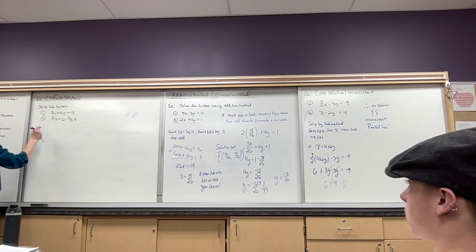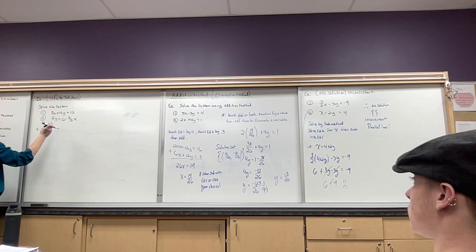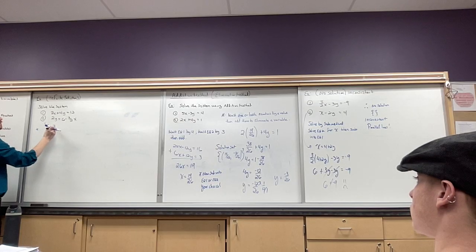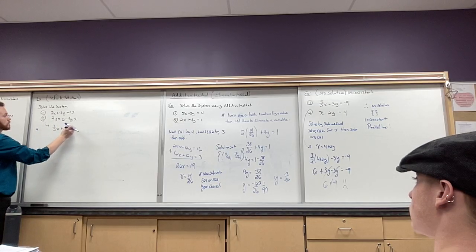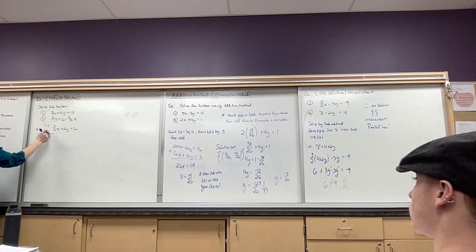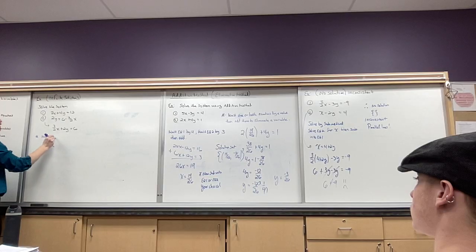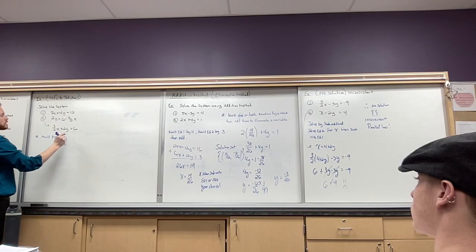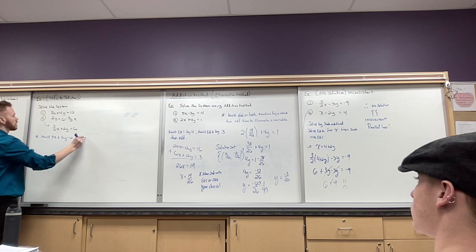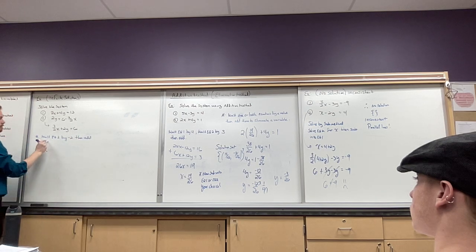Okay, so let's rewrite equation 2 real quick. All right, so this will be 3 over 2x plus 2y equals 6. So now what we can do is multiply equation 2 by negative 2. Yeah. Then add equation 1.